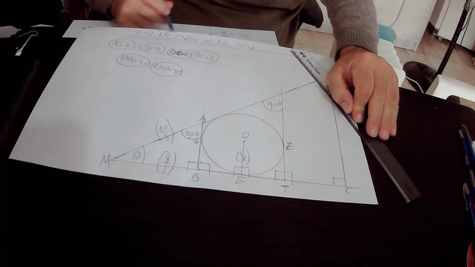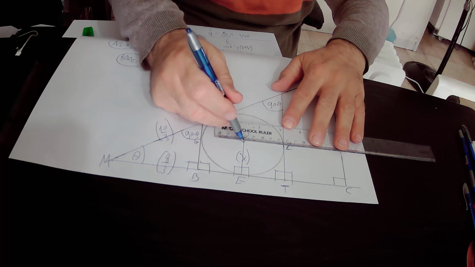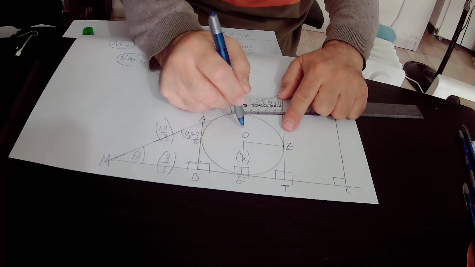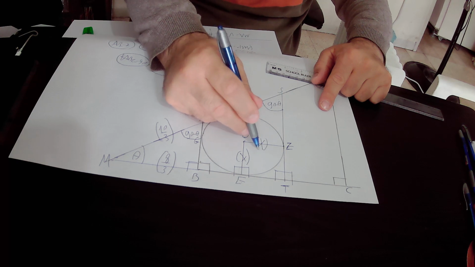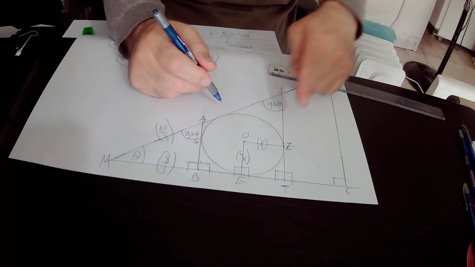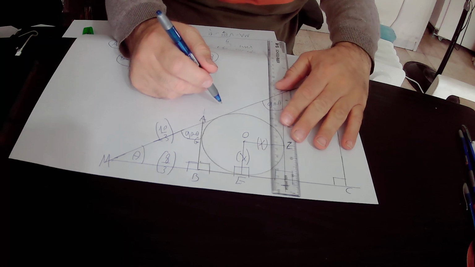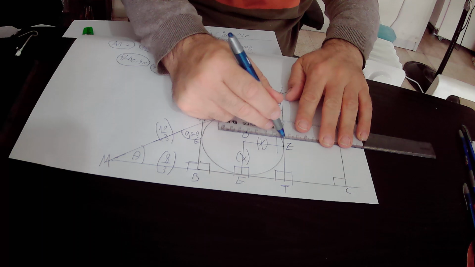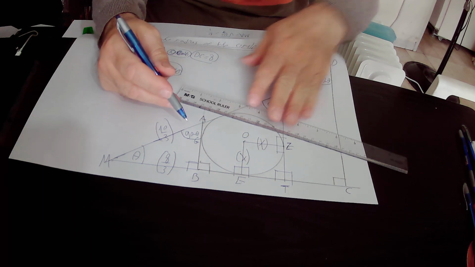In the next step, we join points O and Z together by a straight line. OZ is the radius of this circle. This is equal to x, according to our definition. Again, we have the radius OZ drawn to point Z, that is the point of tangency of tangent ST with this circle. Therefore, according to rule number 1, this angle equals 90 degrees. This angle also equals 90 degrees. Likewise, we join points O and G together by a straight line.